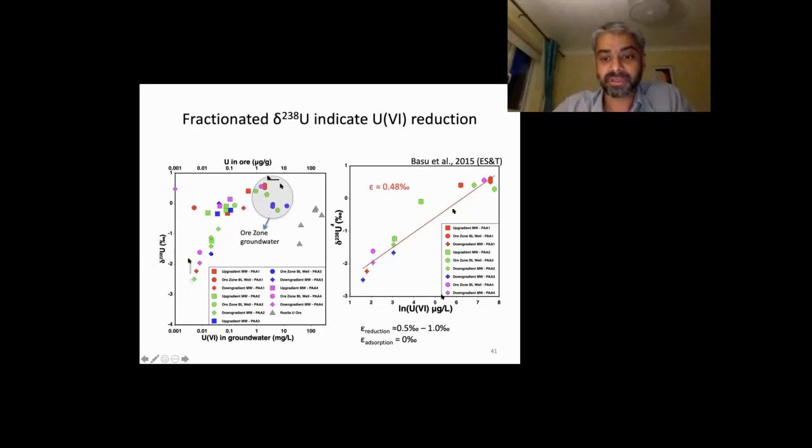And if you plot the natural log of concentration versus isotopes, the slope gives us the fractionation factor. And we see a fractionation factor that's about 0.5 per mil, which is almost the same as the early reports from the Rifle site for biostimulation. So fractionated delta 238 values can only be generated by uranium reduction in the downgradient part.